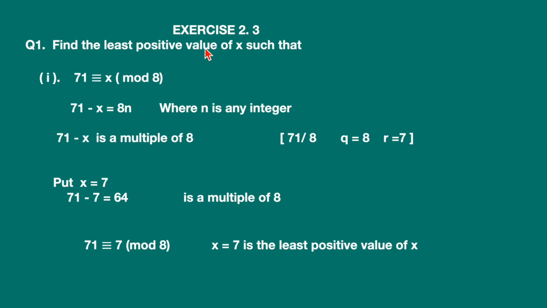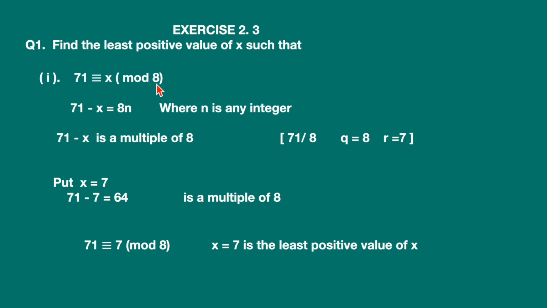Okay, let's go to the exercise. Exercise 2.3, question 1. Find the least positive value of x such that 71 is congruent to x mod 8. So what does this mean? This statement means 71 when divided by 8 leaves the remainder x. That is the meaning of this.